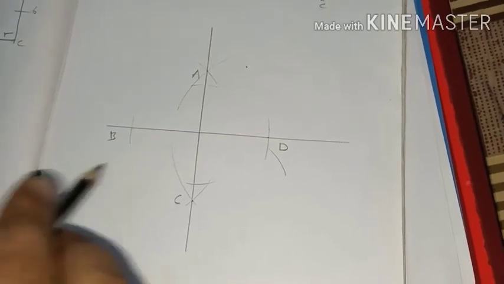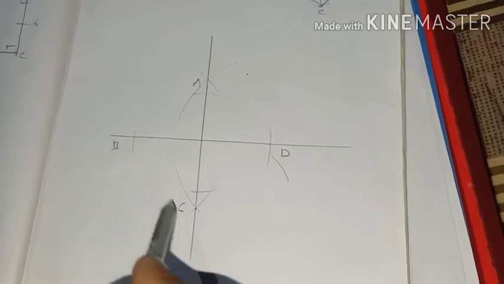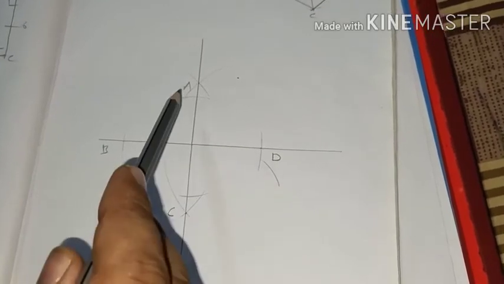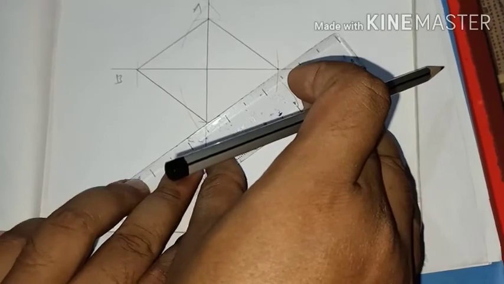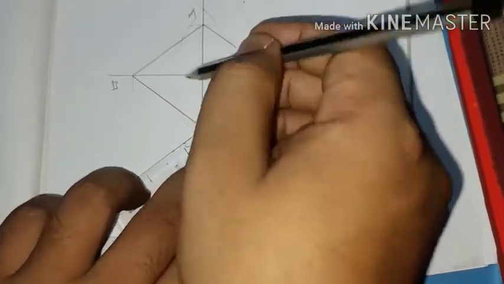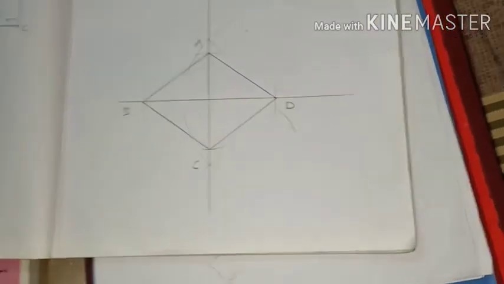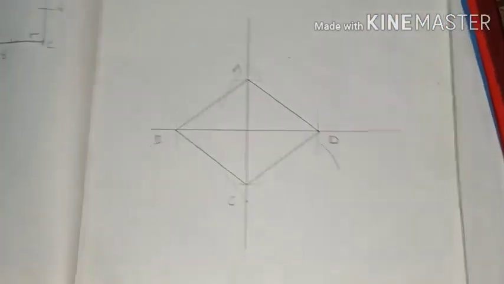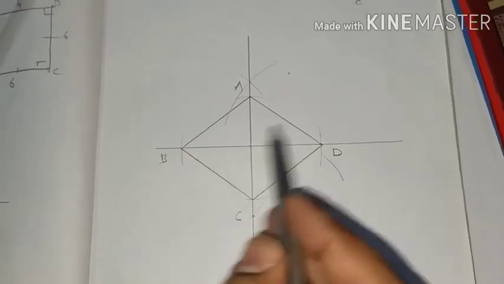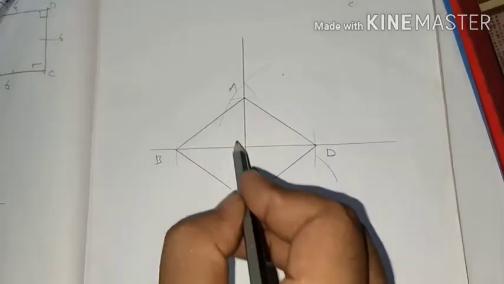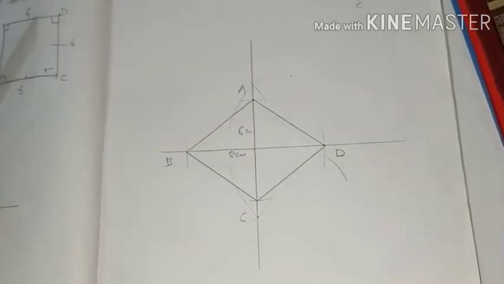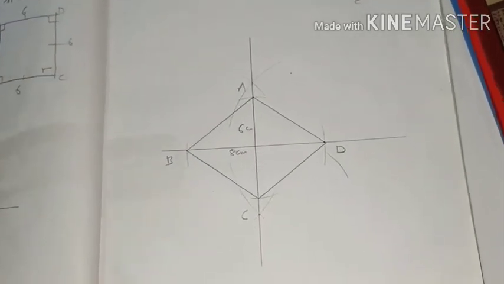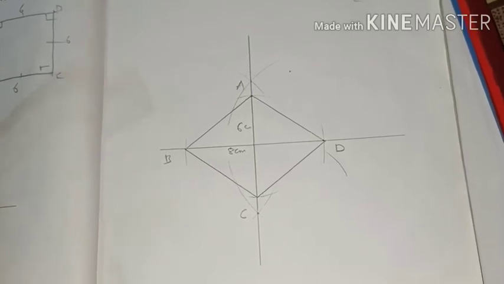Now what we have to do is just join AB, BC, CD and AD. So let us join. So students, in this way you can join the points AB, BC, CD and AD. Now the construction of the rhombus is completed, and you can see all the sides are of equal length. Here AC is equal to 6 centimeter and BD is equal to 8 centimeter. If two diagonals are given, then in this way you can construct a rhombus.